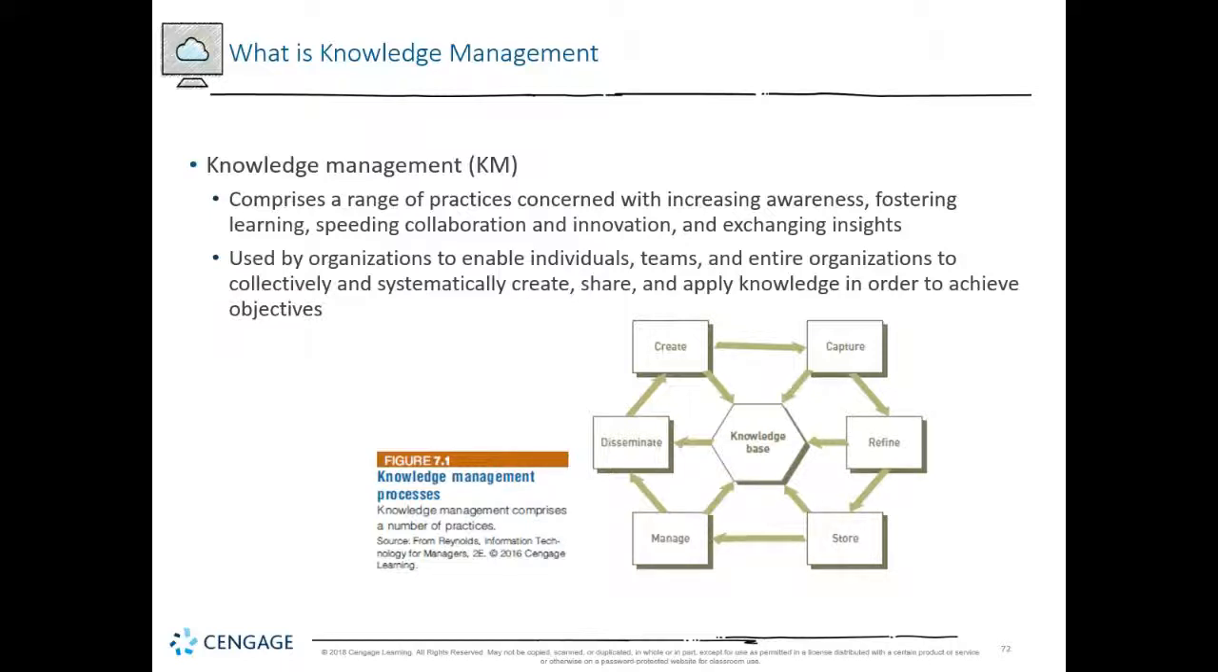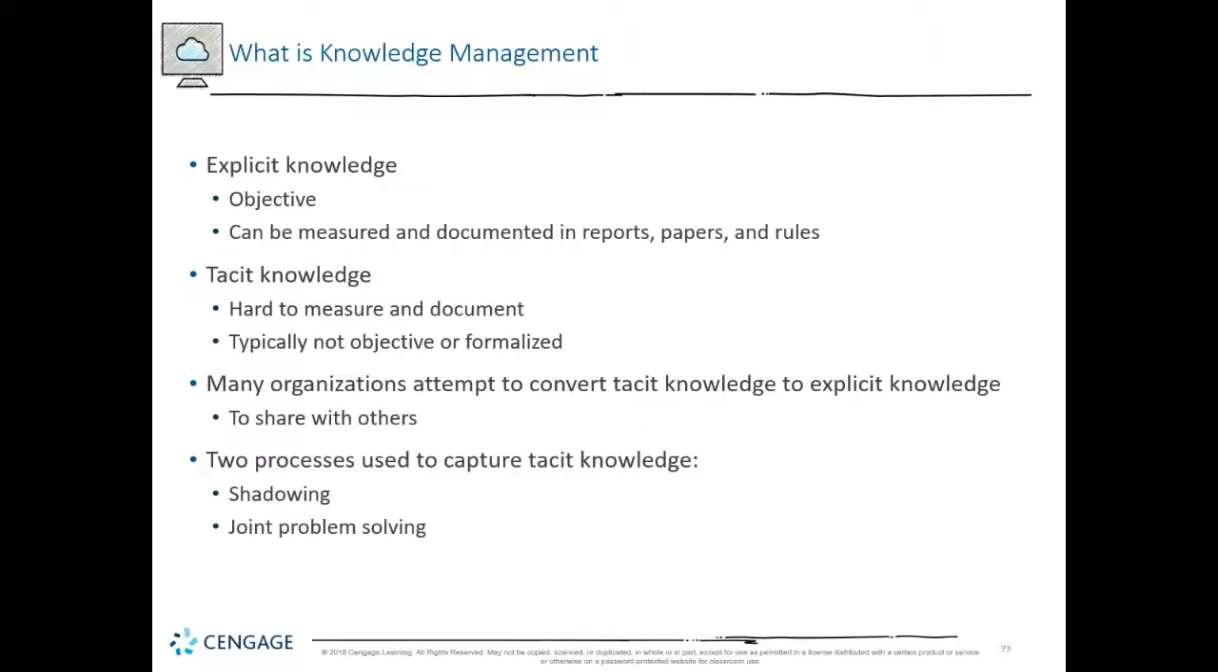Knowledge management comprises a number of practices: create, capture, disseminate, manage, store, refine. In the middle is the knowledge base. What is knowledge management? Explicit knowledge is objective and can be measured and documented in reports, papers, or rules. Tacit knowledge is hard to measure and document, and typically not objective or formalized. Many organizations attempt to convert tacit knowledge into explicit knowledge to share with others. Two processes used to capture tacit knowledge: shadowing and joint problem solving.